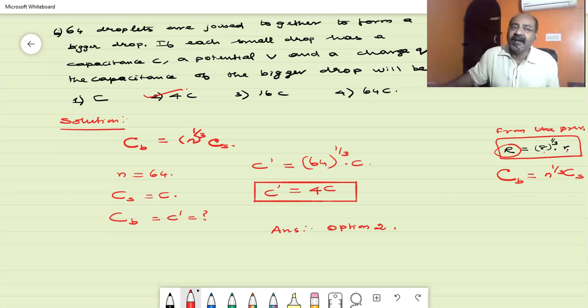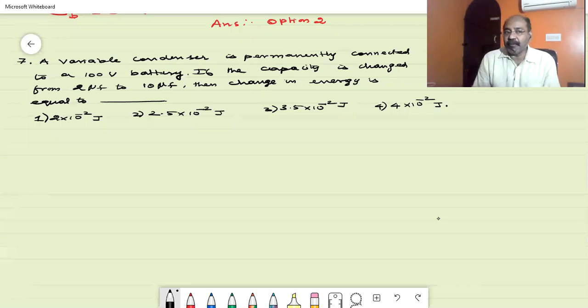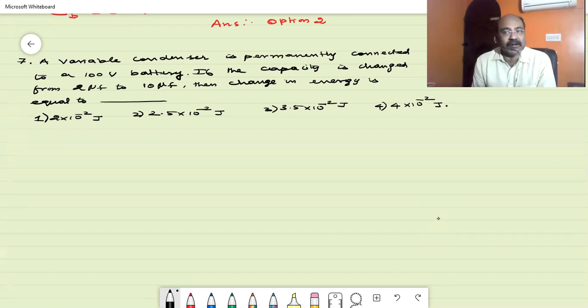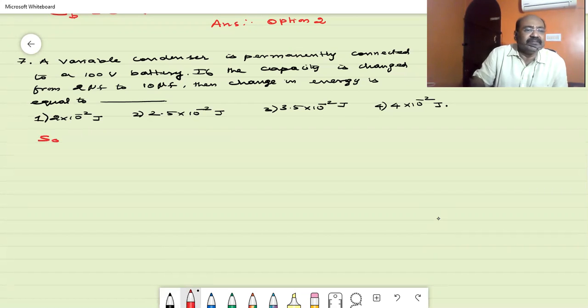This is taken to be problem number 6. Okay, let us move on to problem number 7. Go through the next problem. Problem number 7. A variable condenser is permanently connected to a 100-volt battery. So potential is constant. If the capacity is changed from 2 microfarad to 10 microfarad, then the change in energy is equal to. So let us go for the solution.